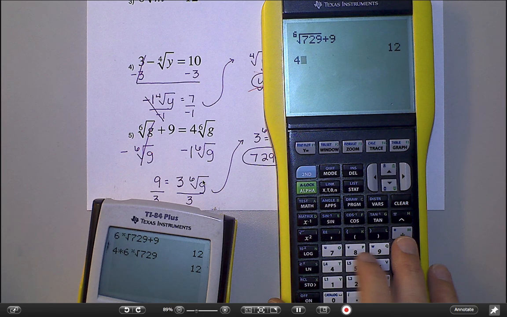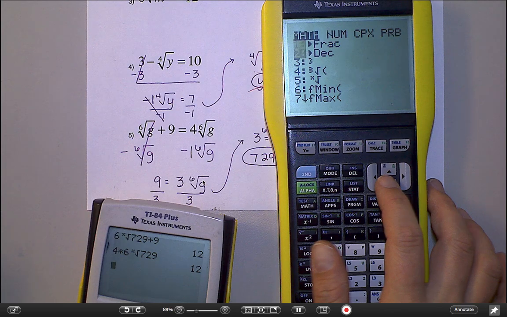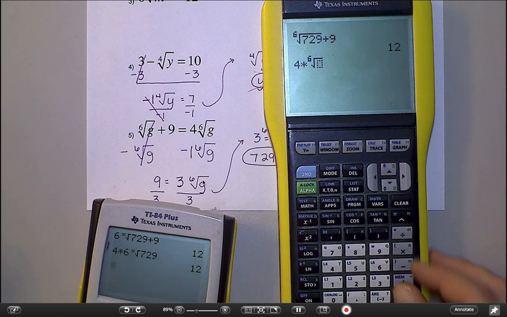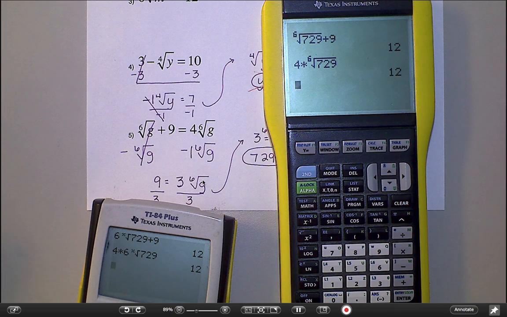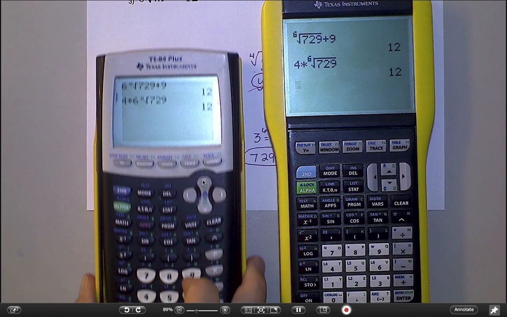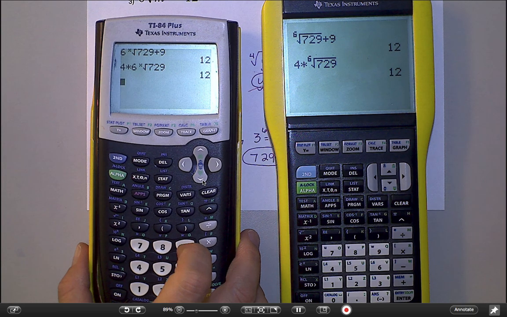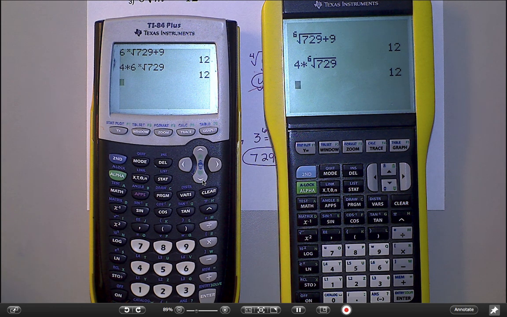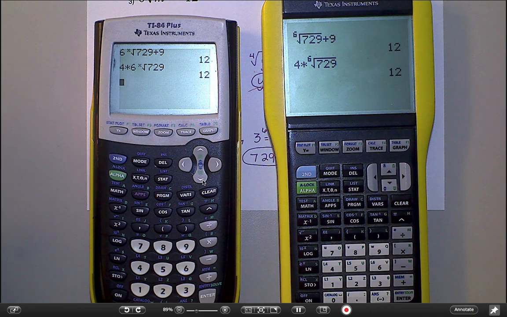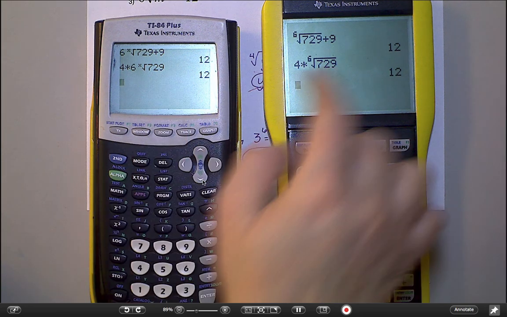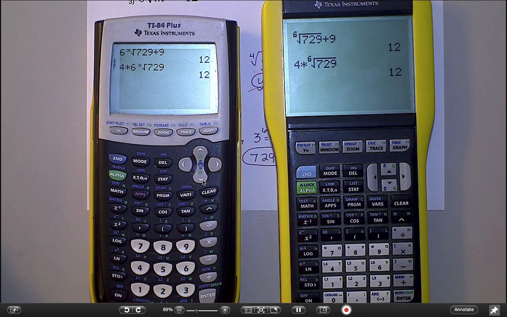So 4 times the 6th root of 729, and I also get 12. Okay, so again, there's just a side-by-side comparison of what one calculator looks like versus the other. And it's important for you to know which one you're dealing with. If it's your own personal calculator, you can kind of get accustomed to it. If you're borrowing one of mine every day, some of mine look like this and some of mine look like this, so you really do have to adapt to both.